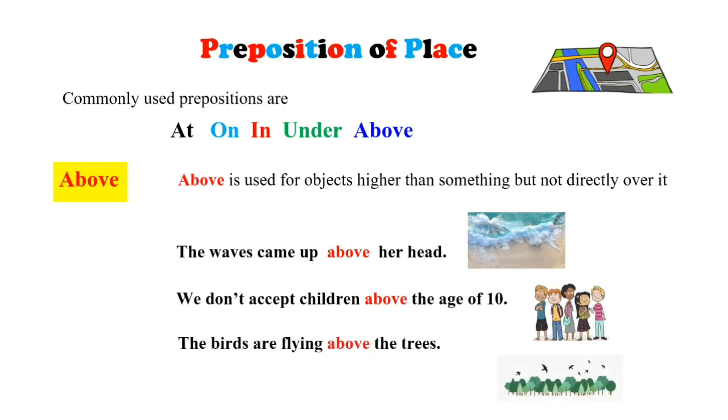The birds are flying above the trees. Here the birds are not directly in a straight line. They are flying at any angle, this way, this way, this way. So the birds are flying above the tree.